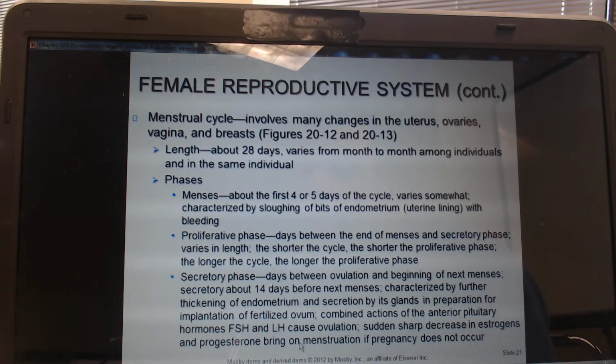Okay, and then we get to the secretory phase, the days between ovulation and the beginning of the next menses. The secretory phase is about 14 days before the next menses. It's characterized by further thickening of the endometrium. That thickening gives a fertilized zygote the potential to implant if the female has a viable ovum and the male secretes sperm during that period of time.